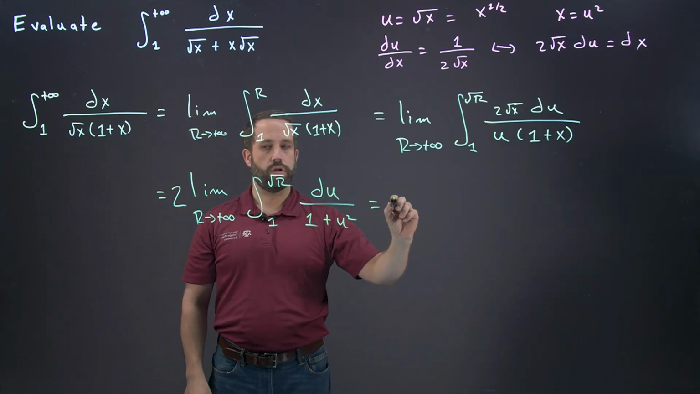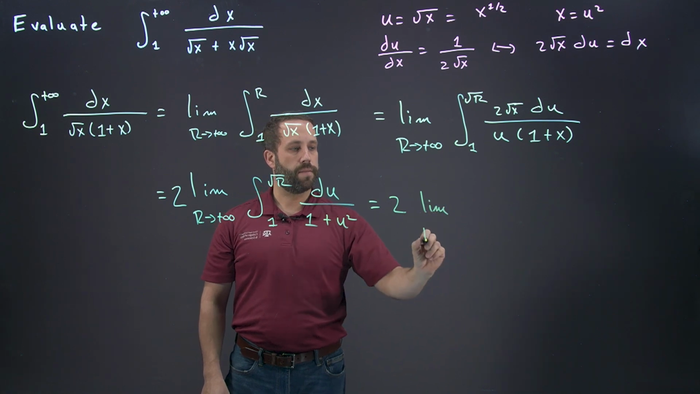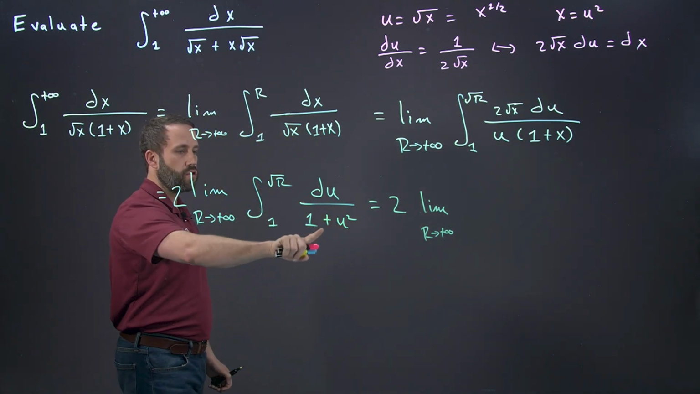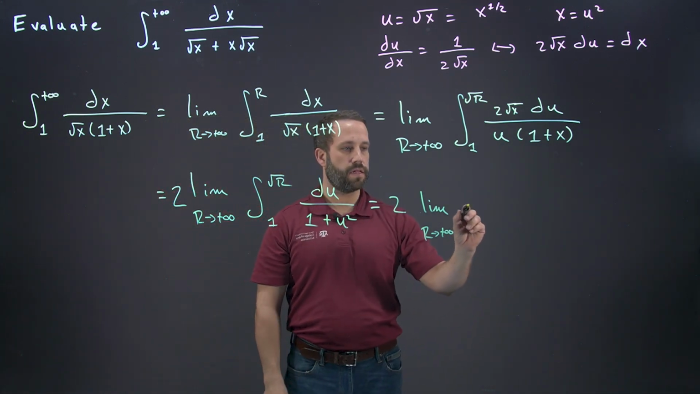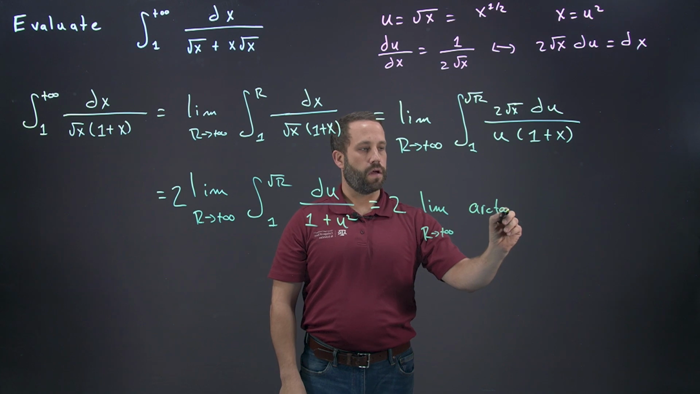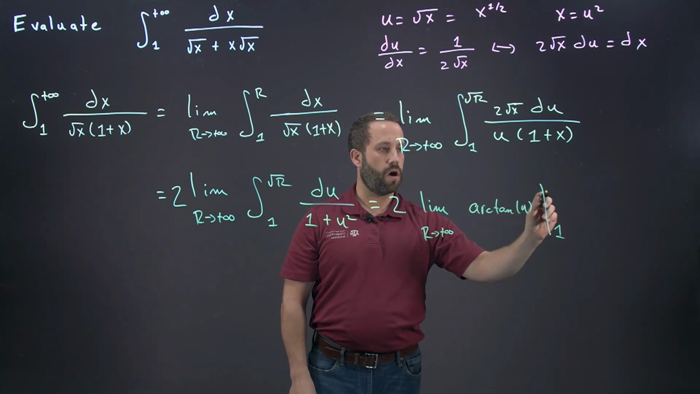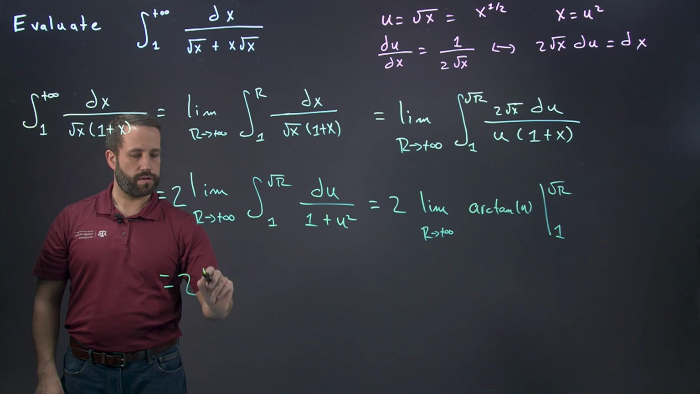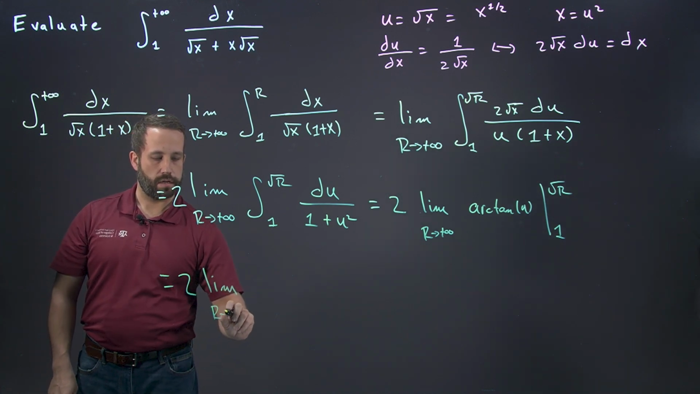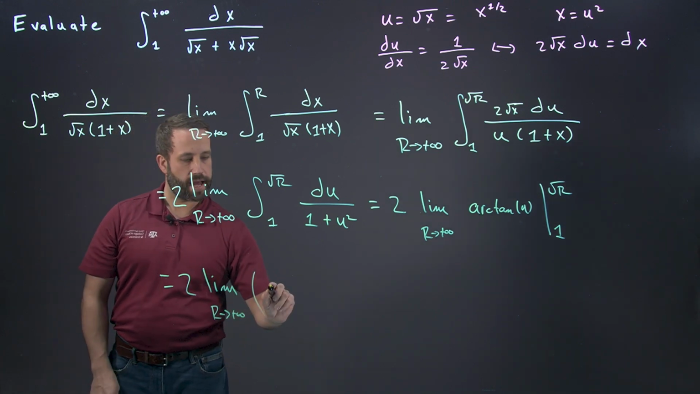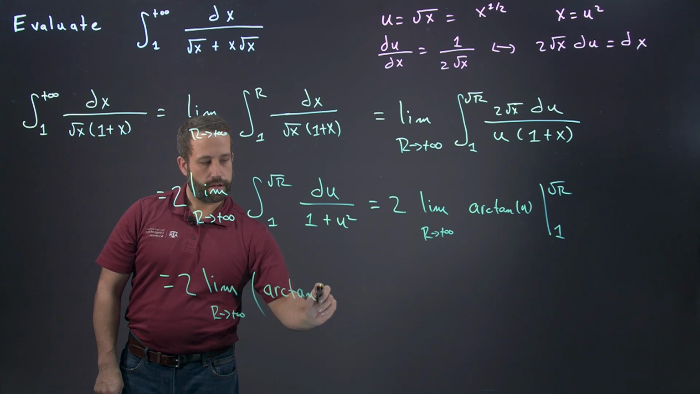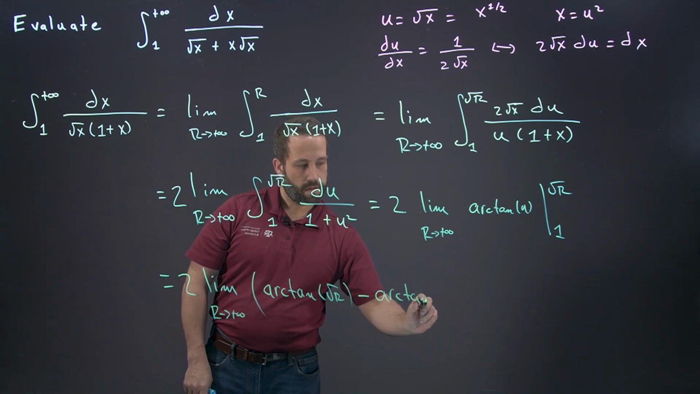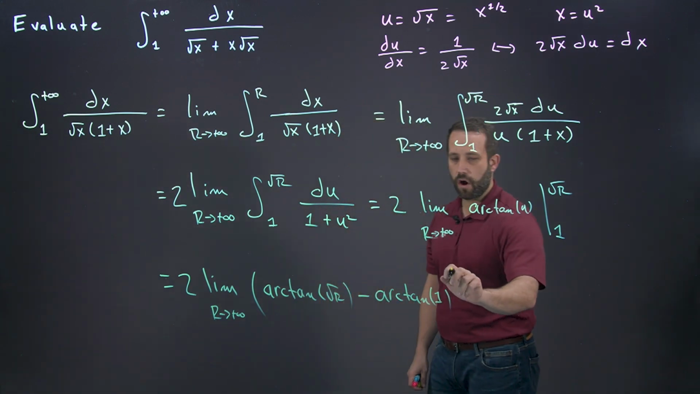Okay, so this is equal to 2 times the limit as r goes to infinity. Okay, so I can do the antiderivative. The antiderivative of 1 over 1 plus u squared is arctan u. So this is going to be the limit as r goes to infinity, arctan of u, and I'm evaluating this from 1 to the square root of r. And now this is going to be equal to 2 times the limit as r goes to infinity. I'm going to have arctan of the square root of r minus arctan of 1. So think for a minute about what the arctan of 1 is.